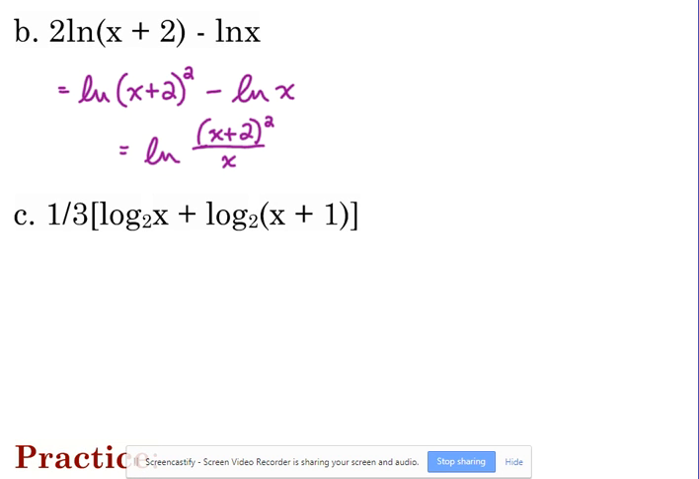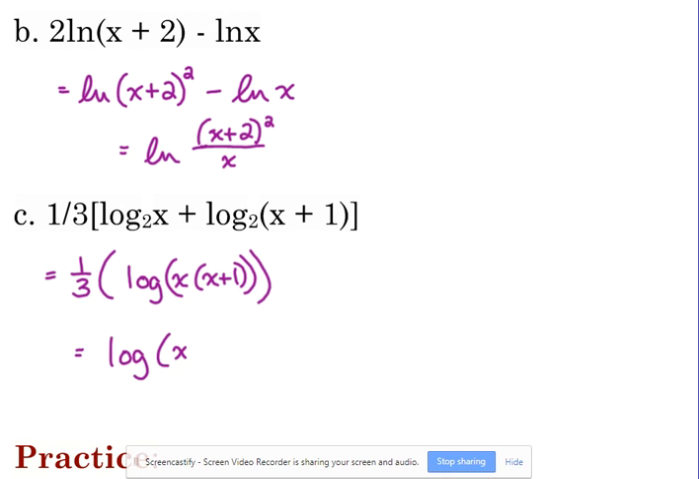Now with example C, they're the same log, they have the same base, so we're good there. And then we've got this 1/3 in front of the entire thing. So I think we should go ahead and combine those two logarithms first. Leave that 1/3 out front, since it's in front of this set of brackets. So let's combine the logarithms. That becomes a product, because we're adding, so we multiply. And then we use our power rule.